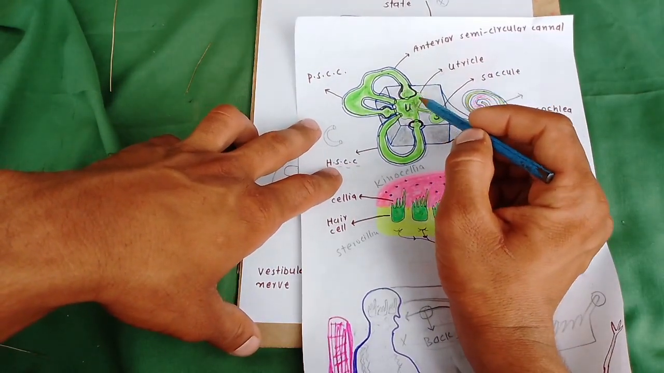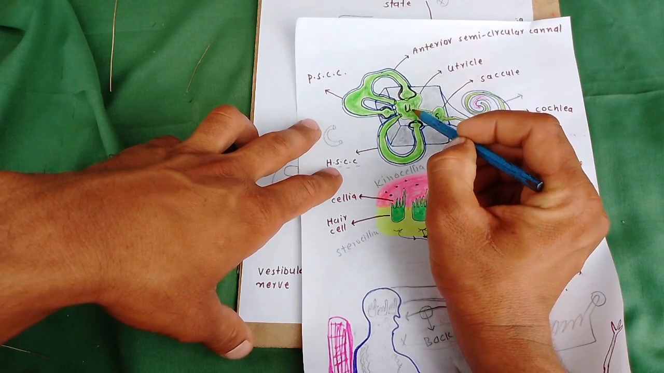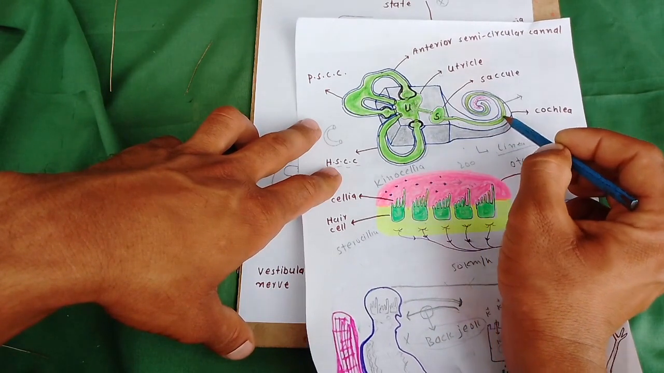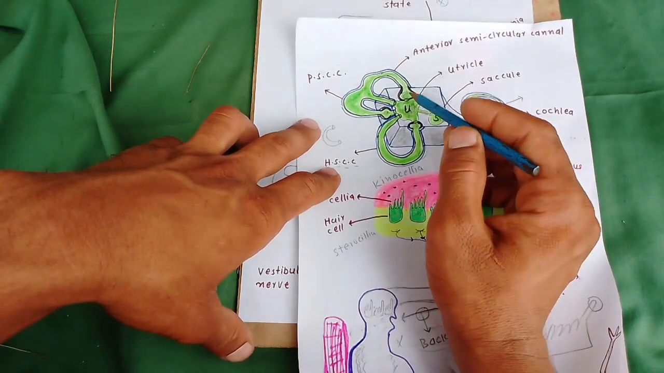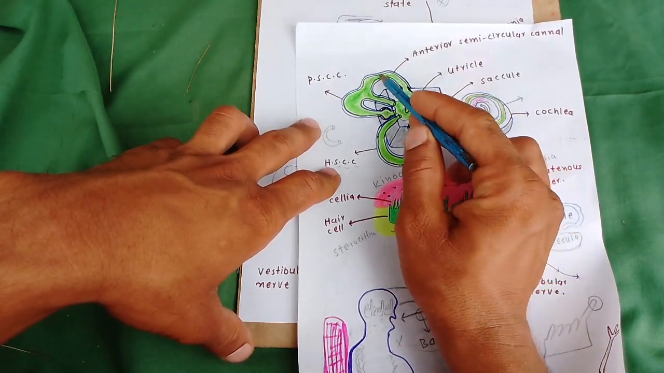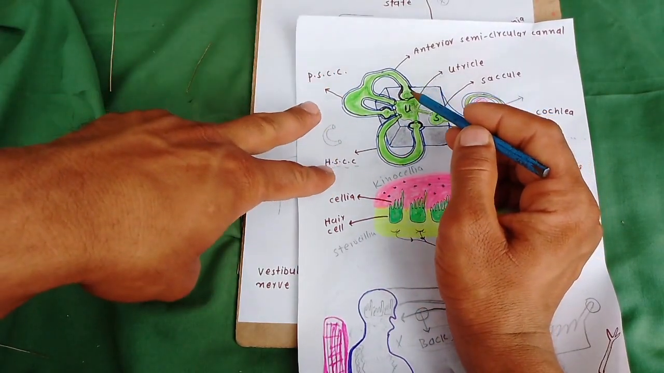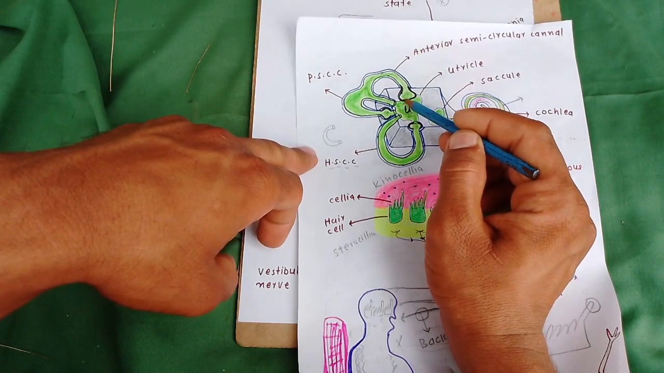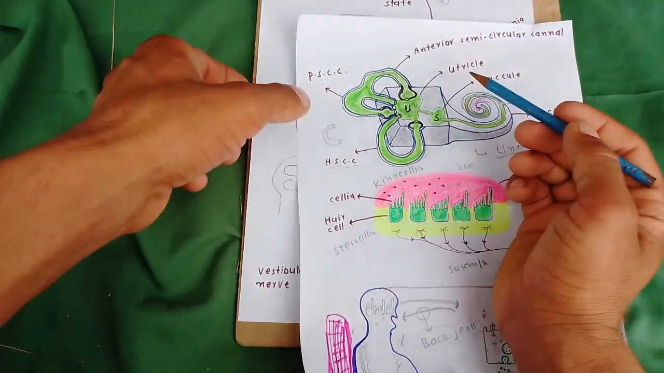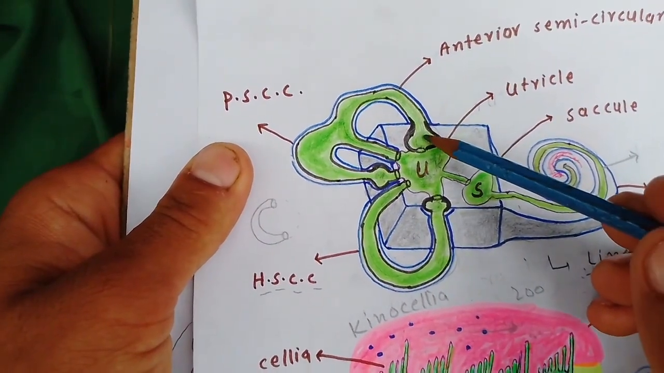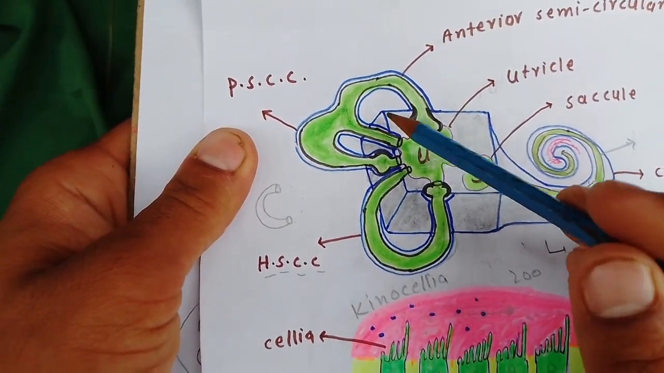The semicircular canals open into the utricle, and then the utricle is open to the saccule, and then the saccule opens to the cochlear duct, okay. This is one semicircular canal. Each semicircular canal has two ends. One end is enlarged. This is the enlarged wide end, and this is the narrow end.